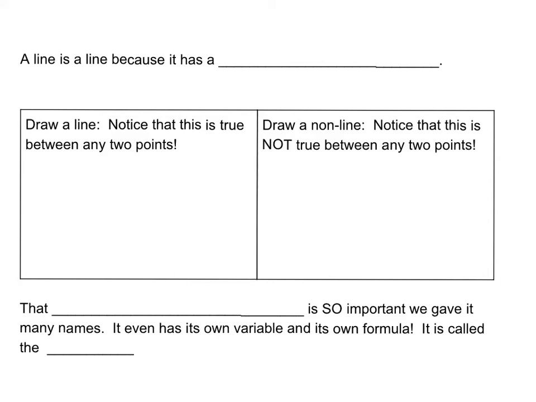So that takes us to page 2, part 2 of our guided notes on lines. And the phrase we want to keep in mind here is that a line is a line because it has a particular characteristic. And that characteristic is that it has a constant rate of change. So it's the fact that it has this constant rate of change that makes it into a line.